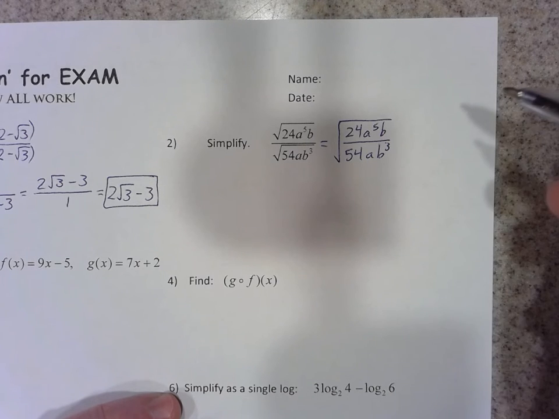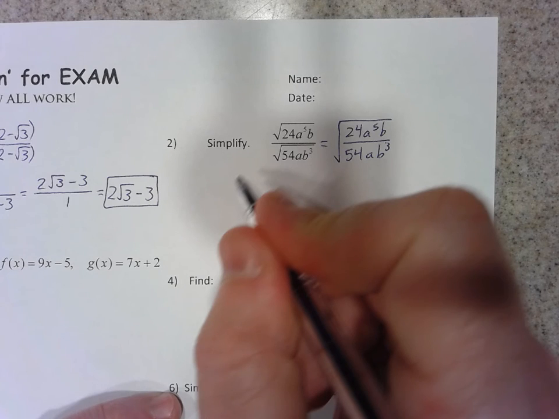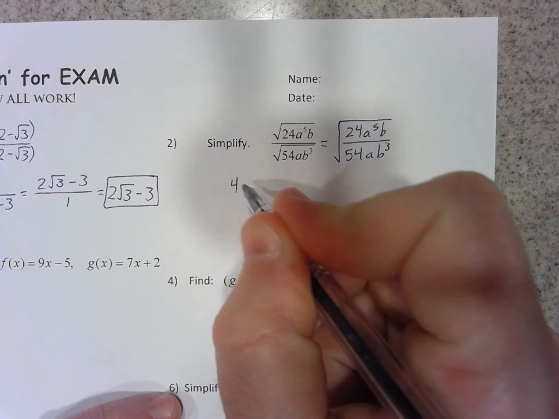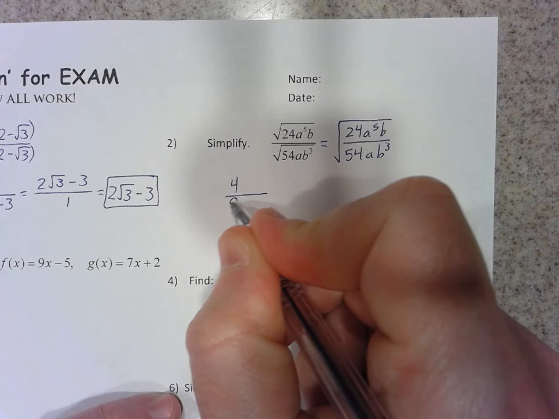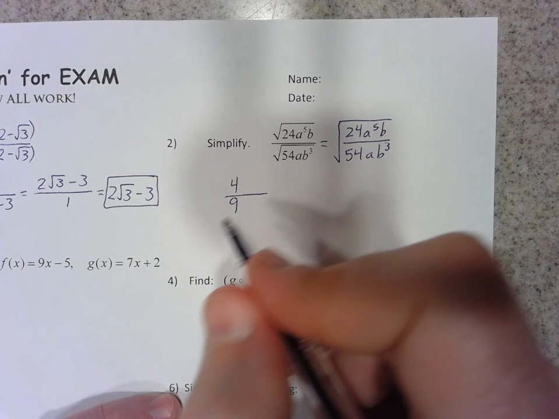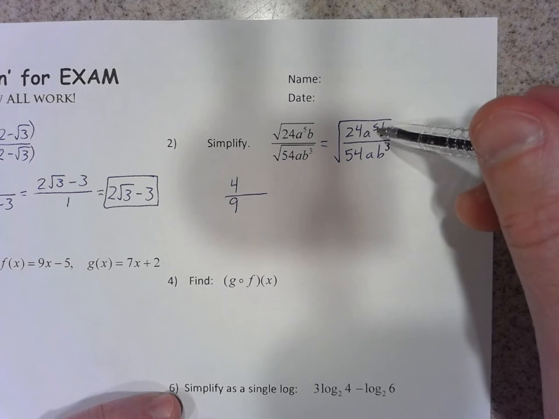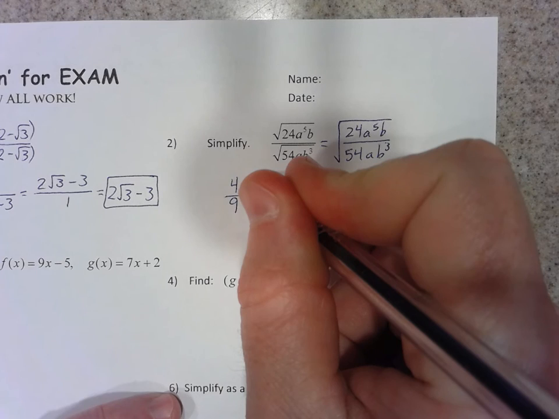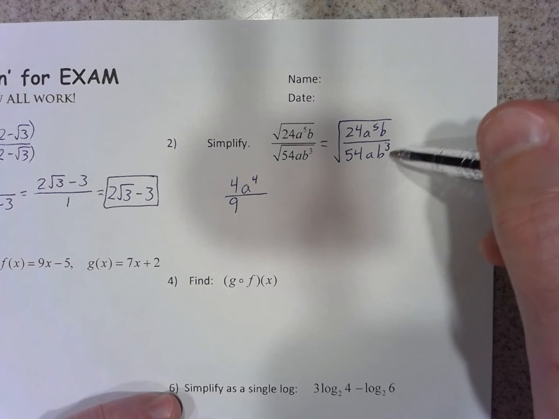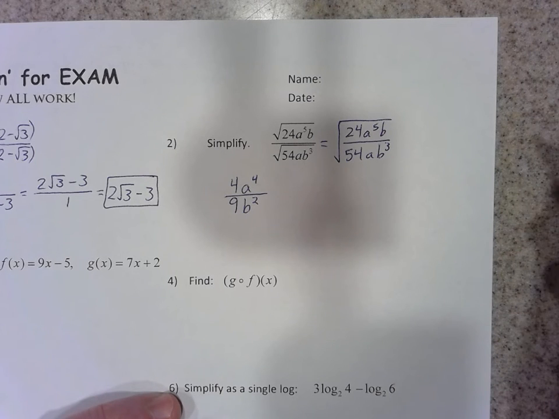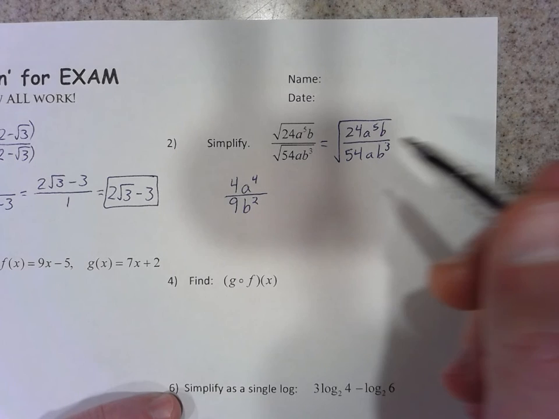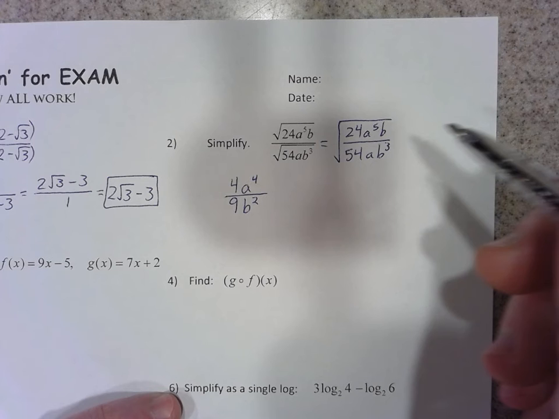So 24 divided by 6 is 4. 54 divided by 6 is 9. I see that there are 4 more a's on top than there are on bottom. So I have a to the 4th on the top. And I see that there are 2 more b's on the bottom than there are on the top. And so I'm left with b squared on the bottom. And so now all of this is inside the square root.